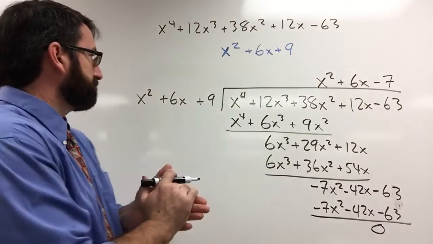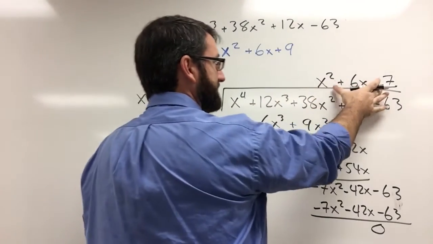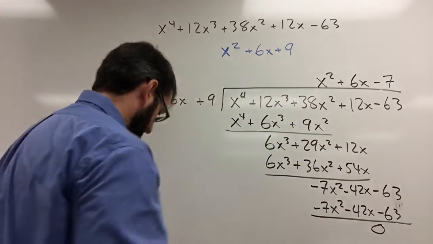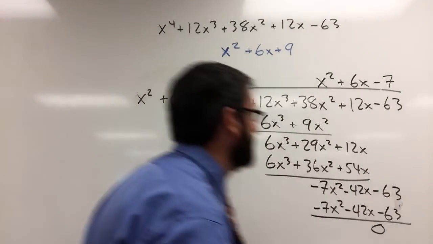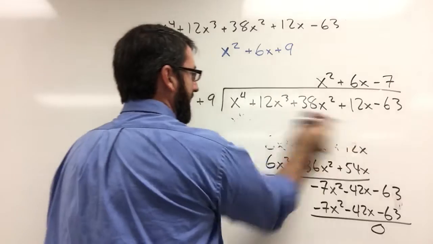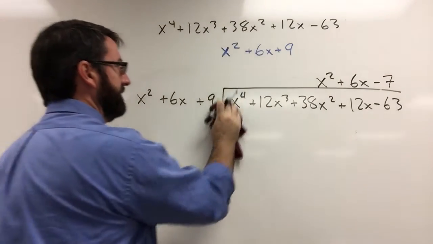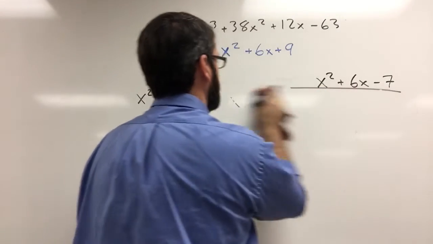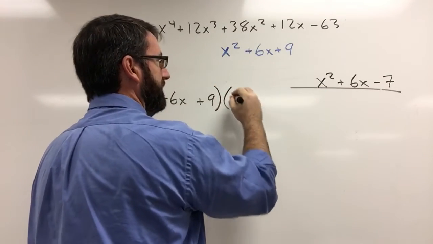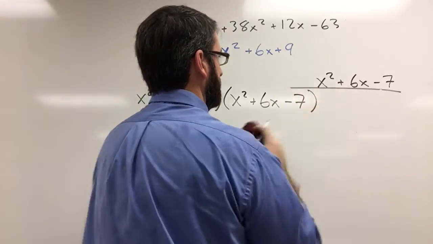So what that means is that this times this is equal to this. So we can rewrite this 4th degree polynomial as this factor times this factor, x squared plus 6x minus 7.